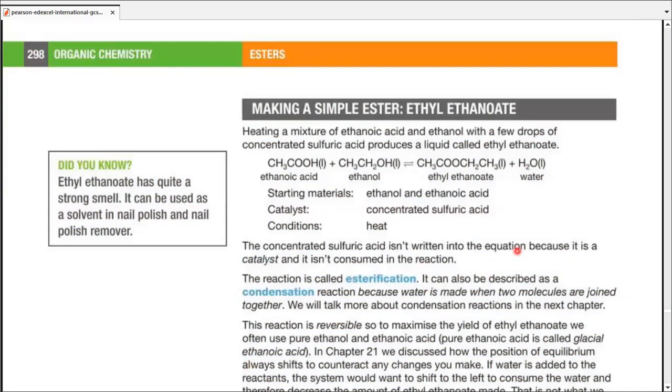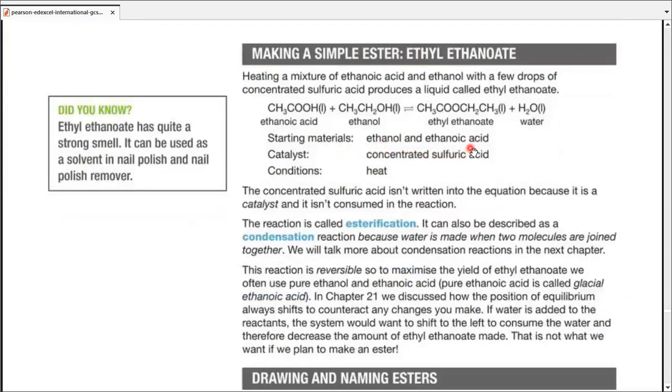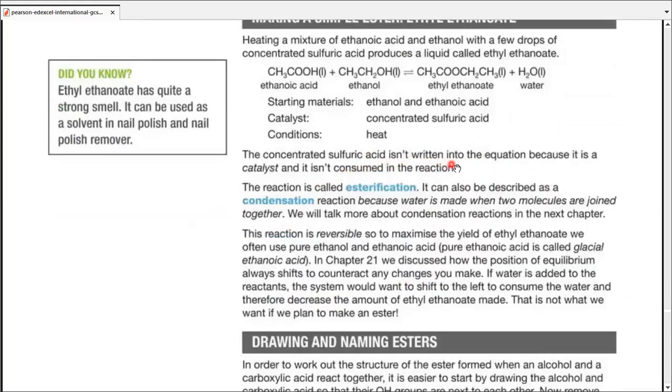So as you can see, the starting materials are ethanol and ethanoic acid. The catalyst is concentrated sulfuric acid, and the condition is that it requires a little amount of heat for the reaction to proceed. Now, the concentrated sulfuric acid isn't written in the equation because it's a catalyst. It is not consumed in the reaction. This reaction is known as esterification. We may also call it a condensation reaction because water is made when two molecules are joined together. We're going to talk about in the chapter of polymers how we call it a condensation reaction. So far, we can simply call it esterification.